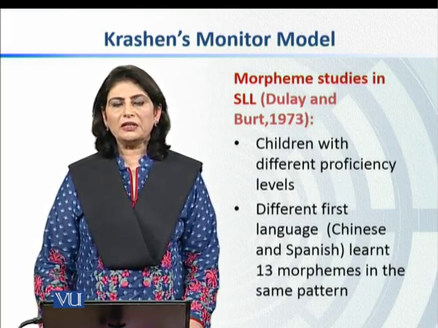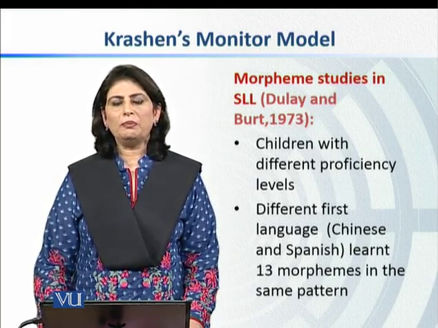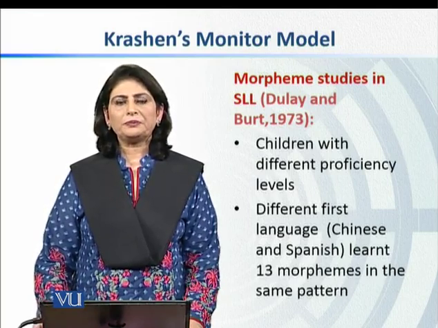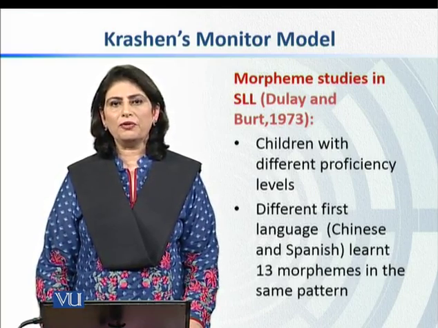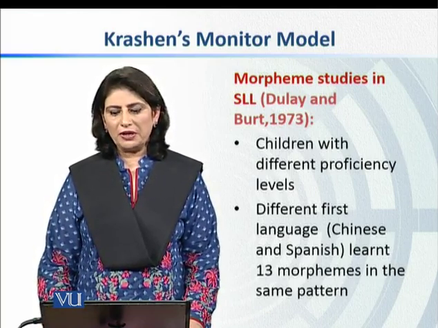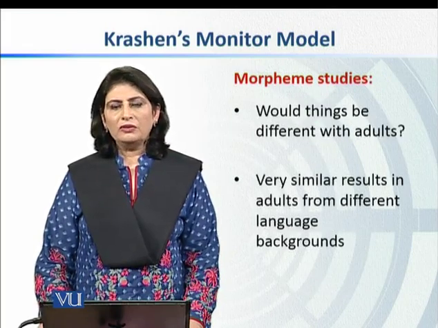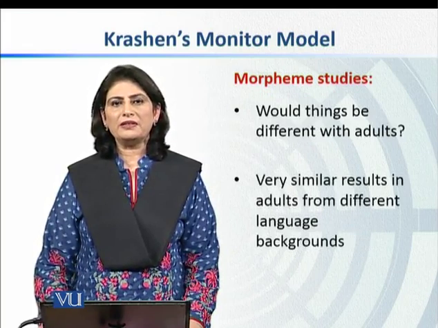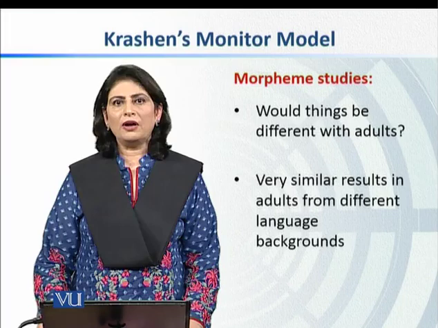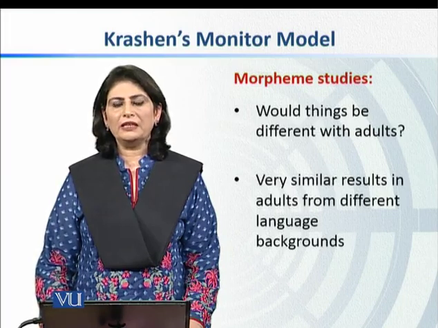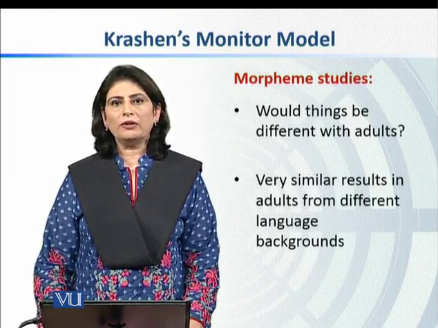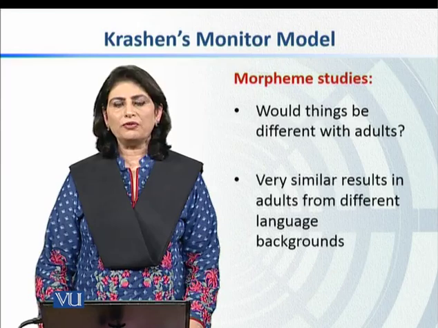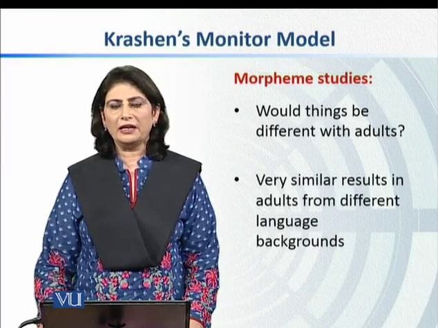So Heidi Dulay and Marina Burt conducted this study, and it was followed by several other studies which confirmed that at least in 13 of the morphemes, the same pattern was present. Then the question came up: if there was this consistency in the order of learning of morphemes in children, would adults also learn the language in the same way? And would the same order be followed by adults learning a second language?